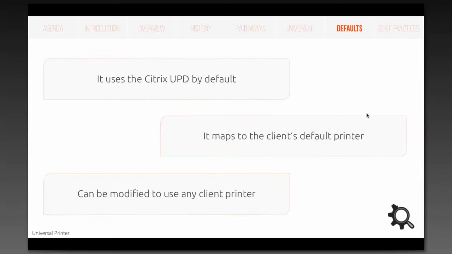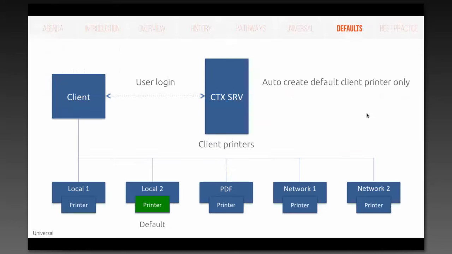If we have a look at some of the defaults, it will also, like I already mentioned, leverage the UPD by default. It maps to the client default printer, which I also mentioned, but this can also be modified so that you can map it to one of the other printers which is known on the client device. It sort of looks like this.